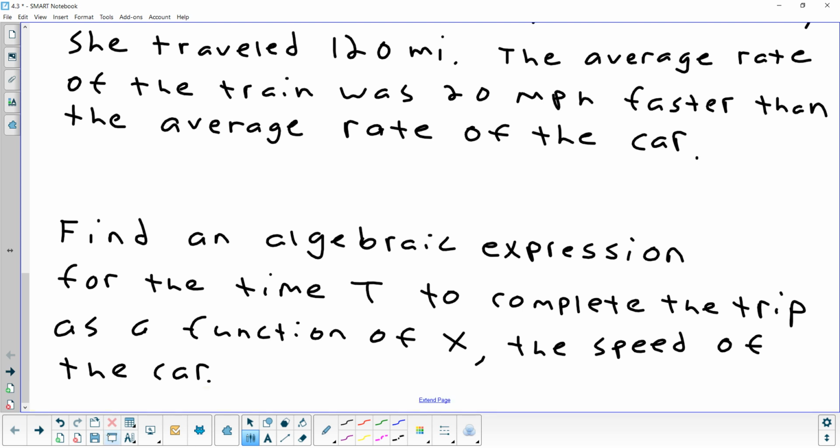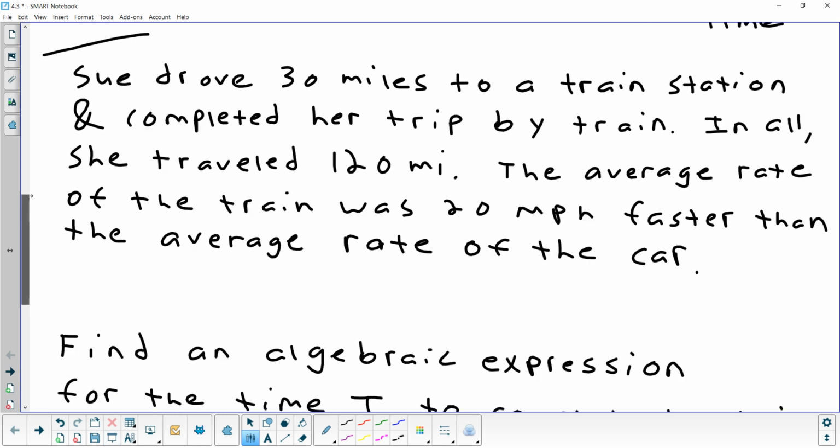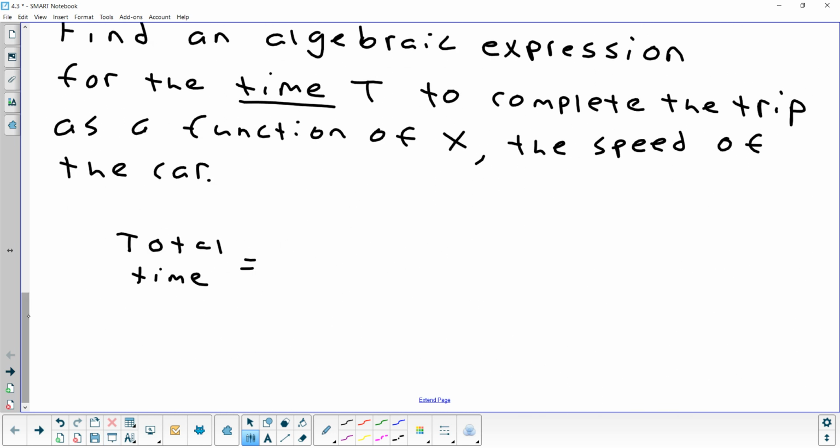The first thing we're going to do is think of the big picture idea, and then we'll work down to getting an equation. So we want to figure out the time, and I'm going to call that the total time. How many modes of transportation is Sue taking in this problem? 2. What are they? The train and the car.